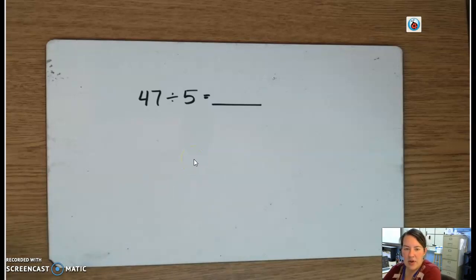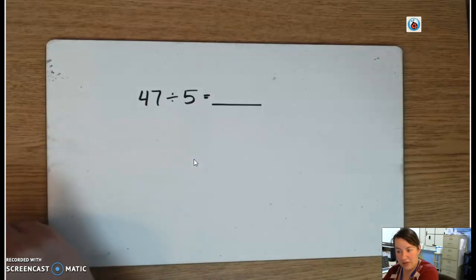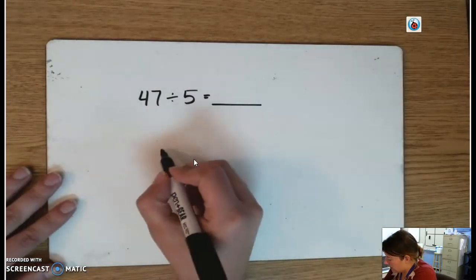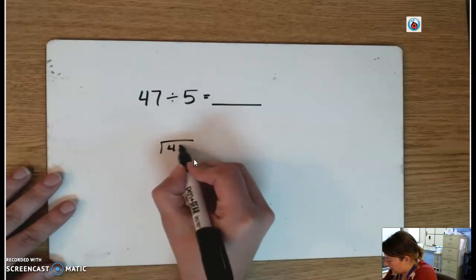Hey guys, let's try this problem together. Now, I'm not going to use my manipulatives because 47 is kind of a large number and I don't really feel like separating all of those into groups of 5. You can if you want to, but I'm going to try to do it just like this.